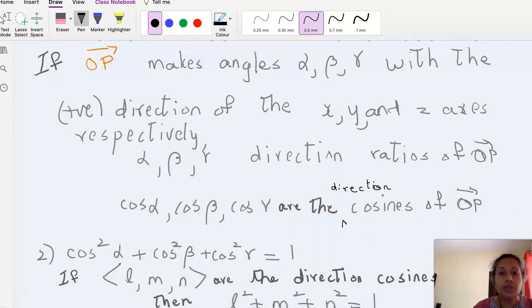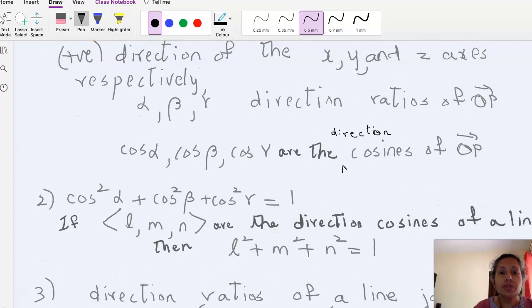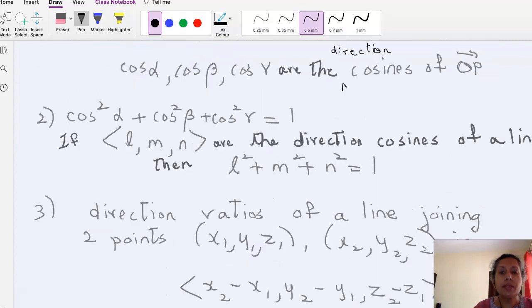Again, some properties: cos squared alpha plus cos squared beta plus cos squared gamma equal to 1. And if L, M, N are the direction cosines of a line, then substituting here you get L squared plus M squared plus N squared equal to 1.